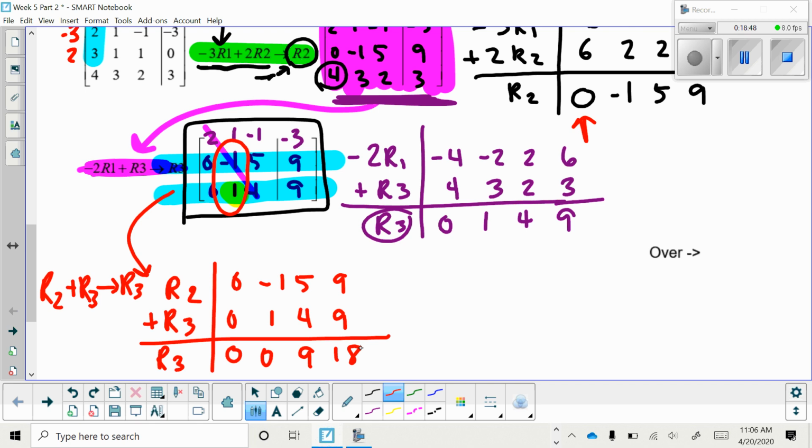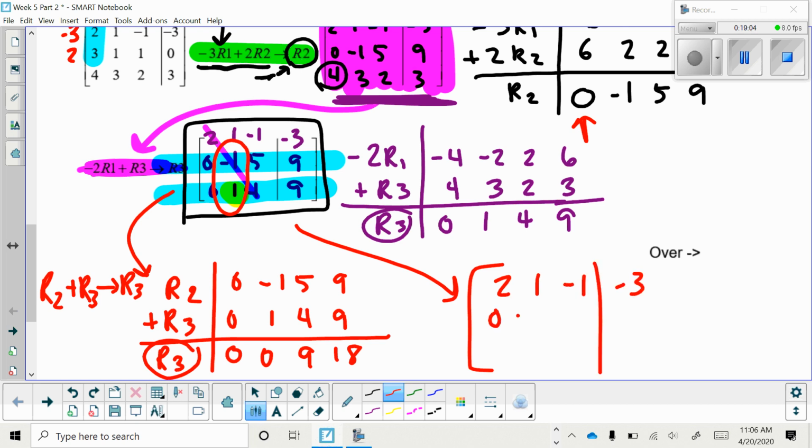So if I rewrite now my entire matrix, row 1 and 2 just stayed the same, right? I only changed row 3. So I've got 2, 1, -1, -3. 0, -1, 5, and 9. And my new shiny row 3, 0, 0, 9, 18. So this would be so easy to solve using our skills from yesterday. We'd start here. That's 9z equals 18. We'd solve for z, and then back substitute and back substitute.